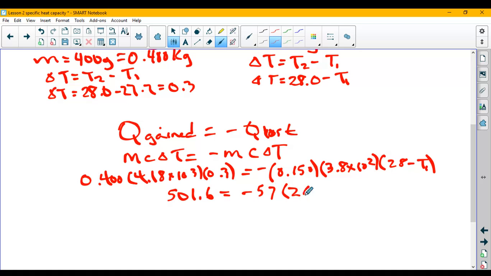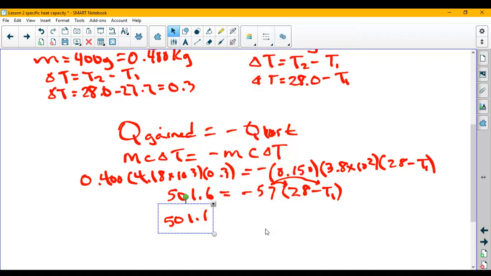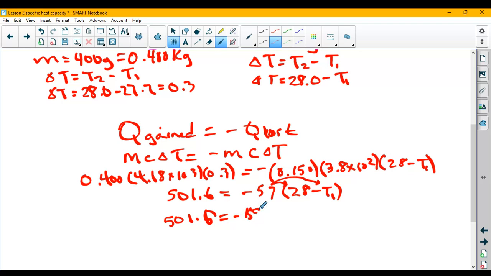And then I have this bracket, but we learned how to do this in grade 10 math. Remember, when you do this, you just need to multiply everything in the bracket by the number outside, right? So I'm going to go negative 57 times my 28 first. This side I'm going to leave alone for a second. So I get negative 1596. Negative 57 times this will give me positive 57 T1.